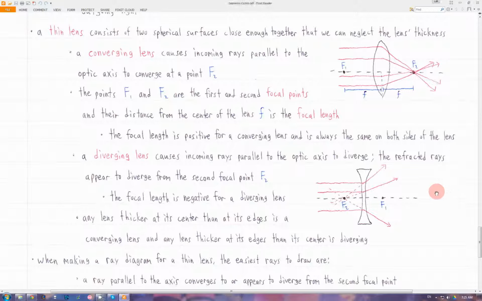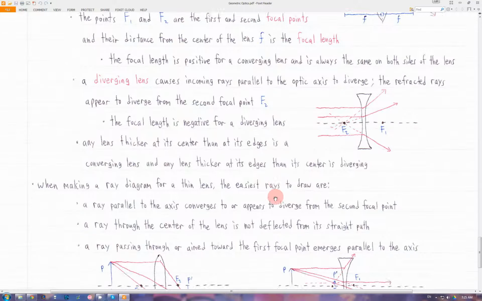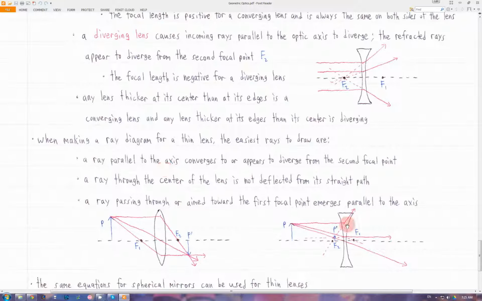So just like with mirrors, when we make a ray diagram for a thin lens, there are certain rays that are always going to be easy to draw. And these diagrams are kind of sketchy, but you can get the main idea. Just don't pay too much attention to them. So the first is a ray that is parallel to the principal axis is going to converge or appear to diverge from the second focal point. And so obviously in a converging lens, it actually does pass through the second focal point, and in a diverging lens, it's going to appear to come from the second focal point.